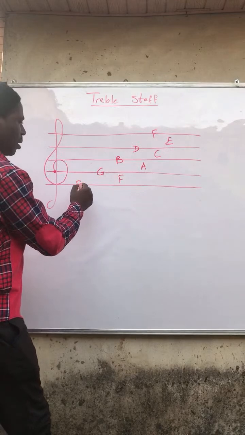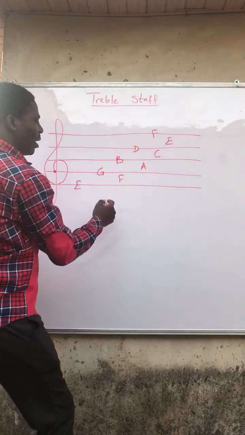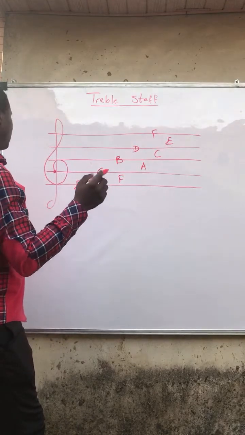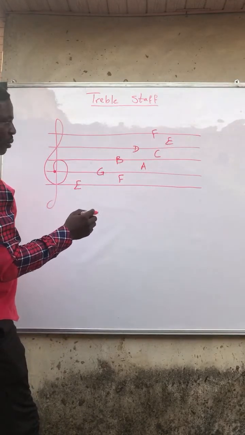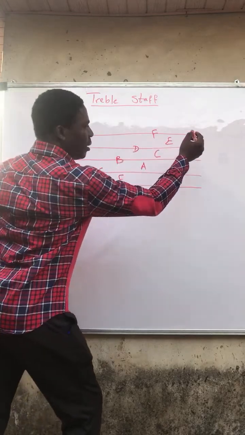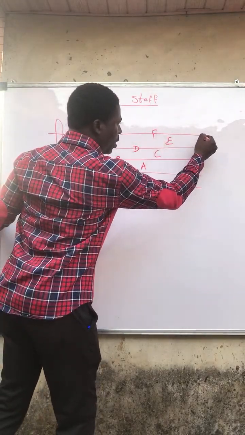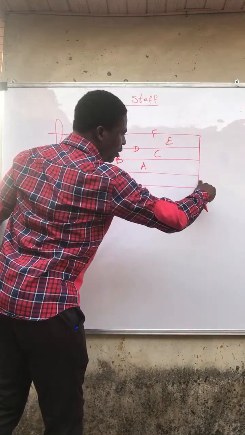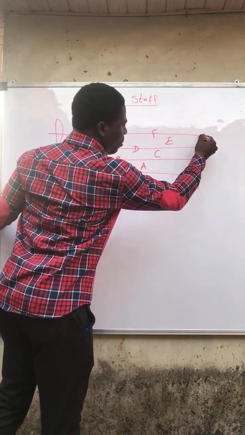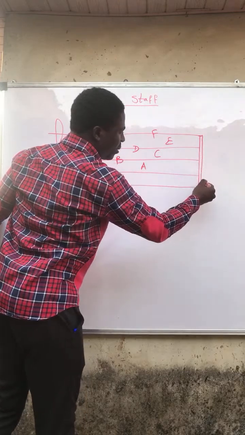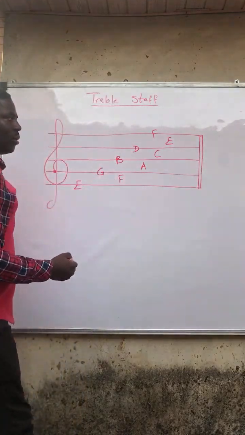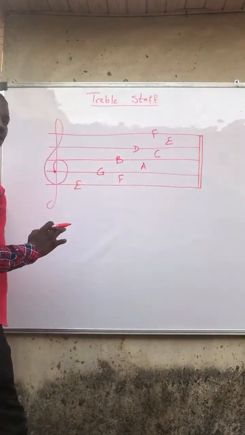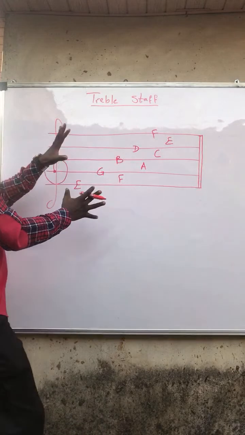So then I said we have E, G, B, D, F for the lines and F, A, C, E for the spaces. So then let me stop here. Close the line. Use this bar, we call it bar line. Use double bar line, which means end. End bar line. So use it and close the staff. So this is the treble staff.